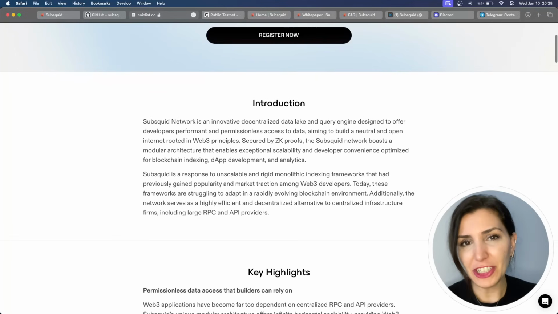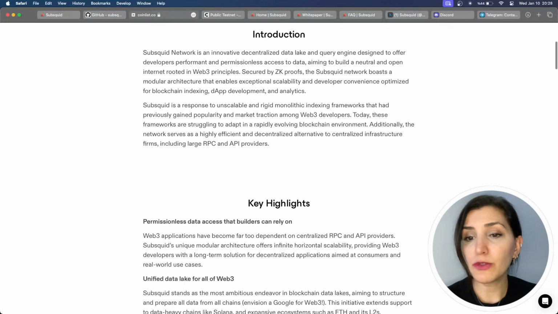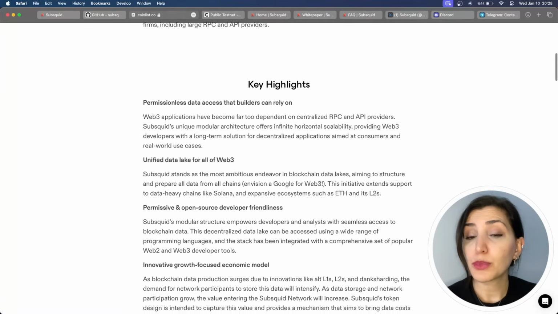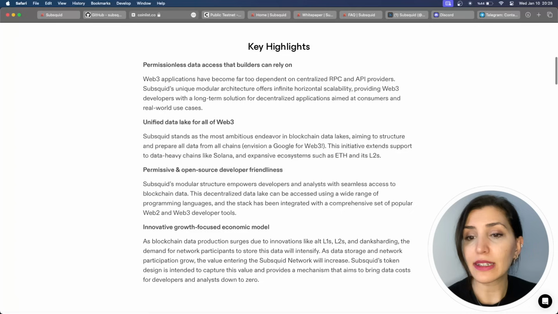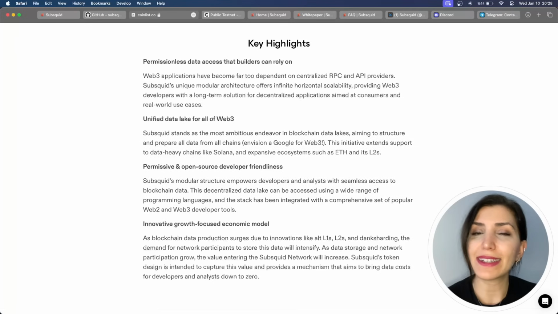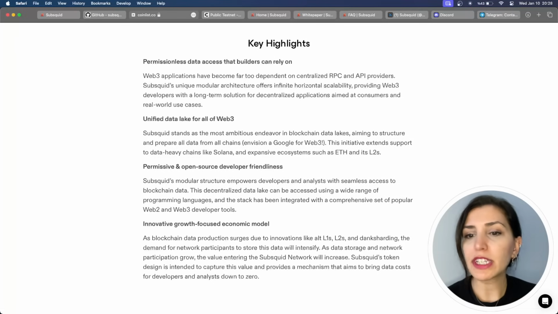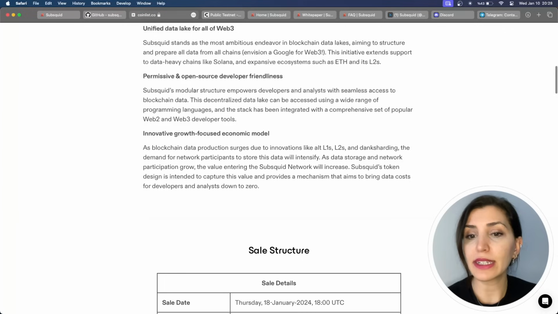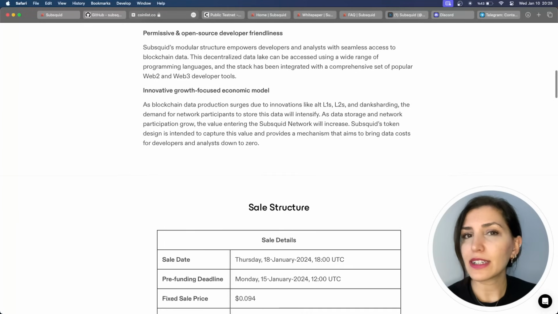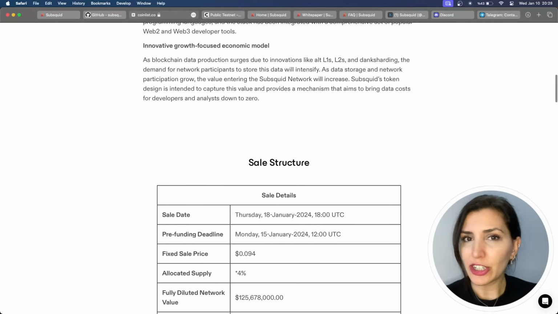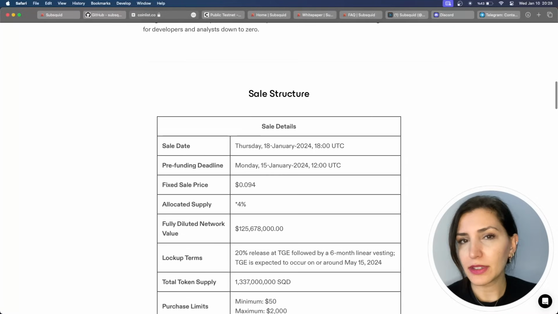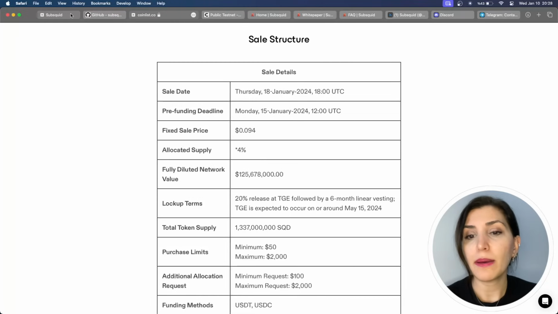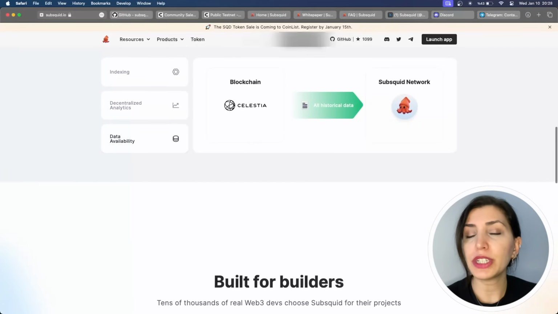For whom it is beneficial. SUBSQUID proves valuable for Web3 developers in search of decentralized, permissionless data access, providing an alternative to centralized RPC and API providers. With compatibility across various programming languages and seamless integration with popular Web2 and Web3 developer tools, SUBSQUID caters to a diverse audience. Gaining traction among enterprises, SUBSQUID has secured partnerships with major clients such as Polkadot, Xama, Manta Network, Scale Network, Engine, and others.